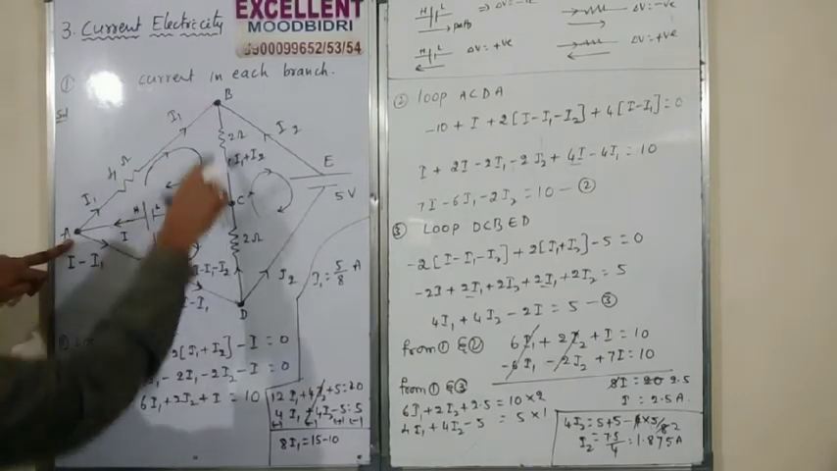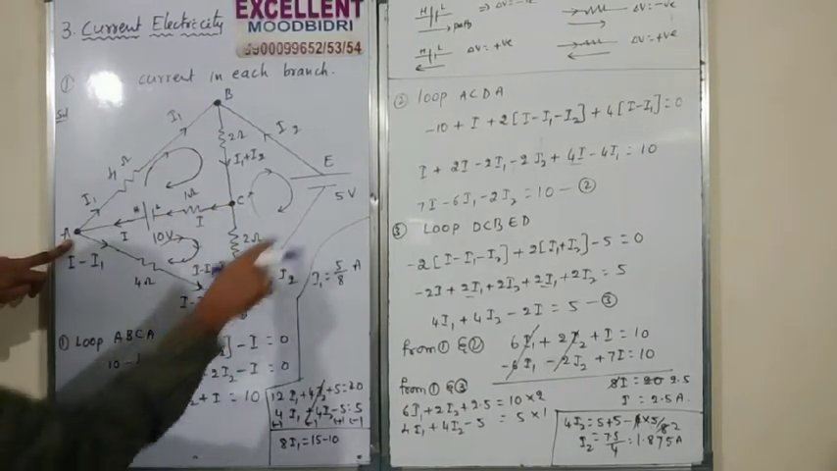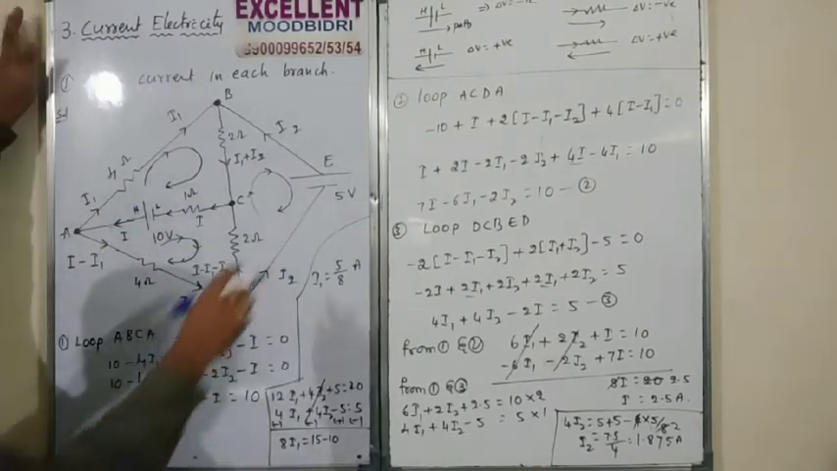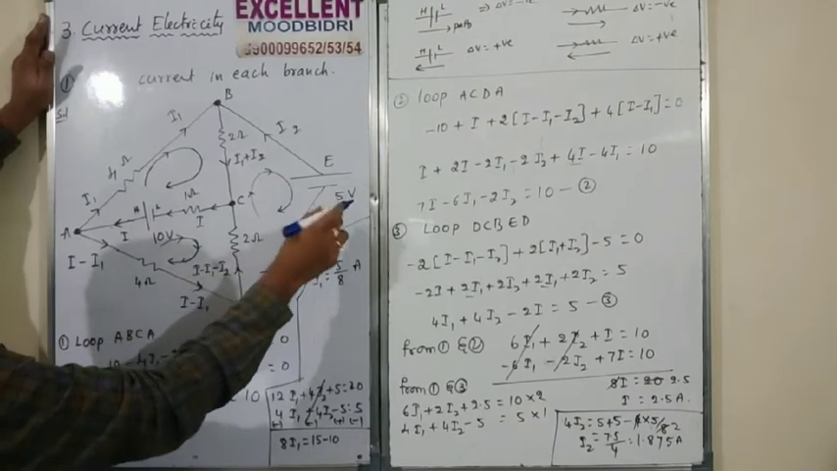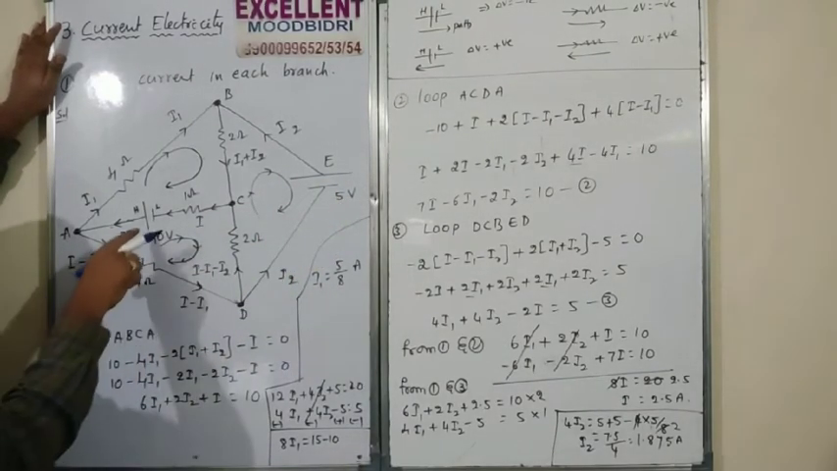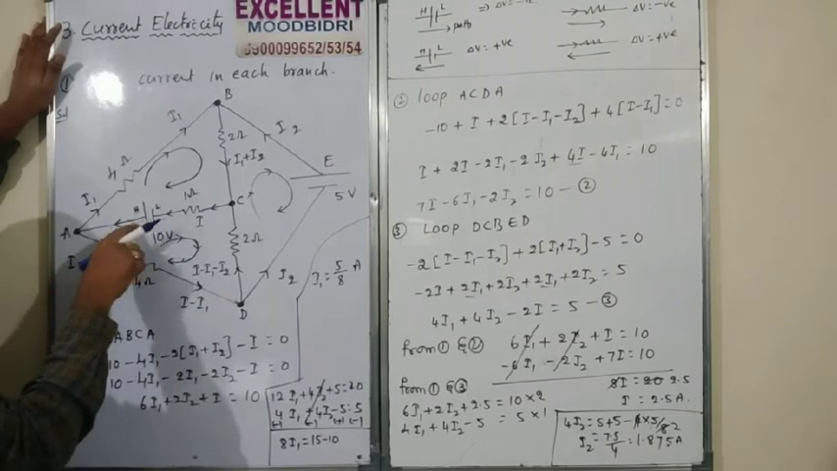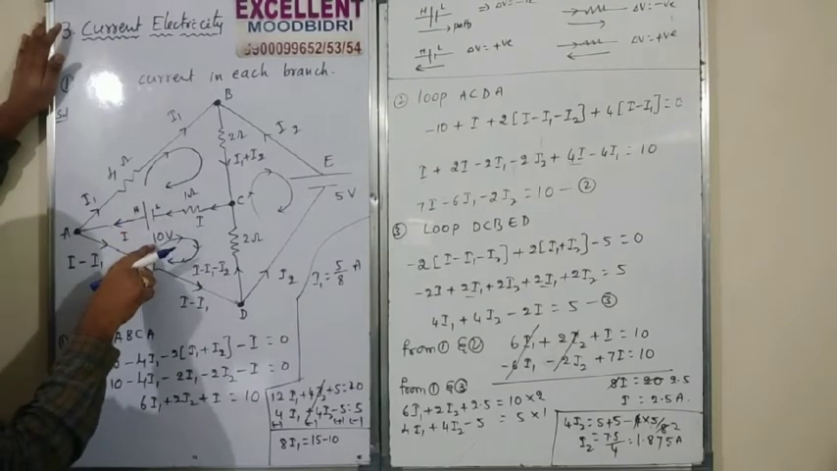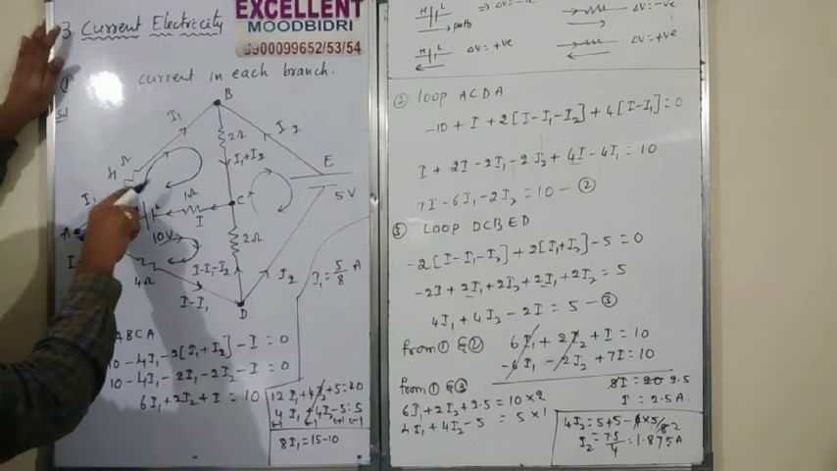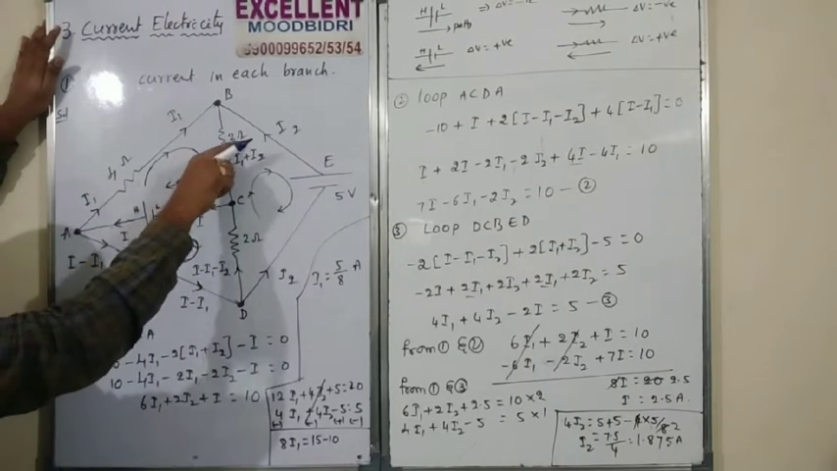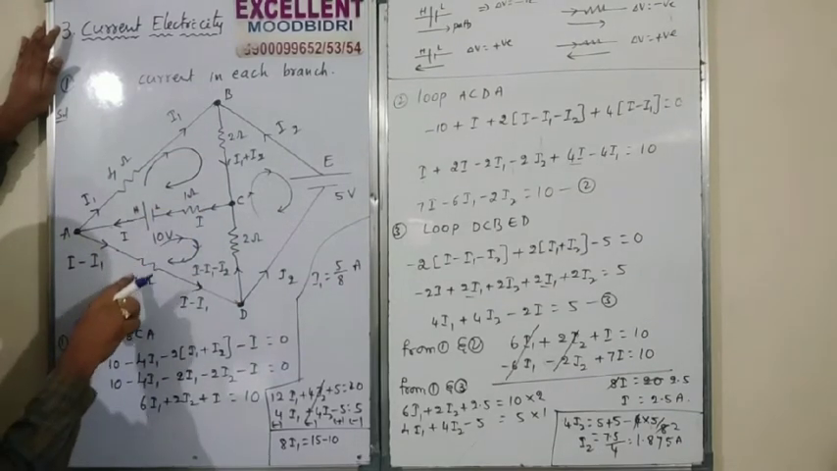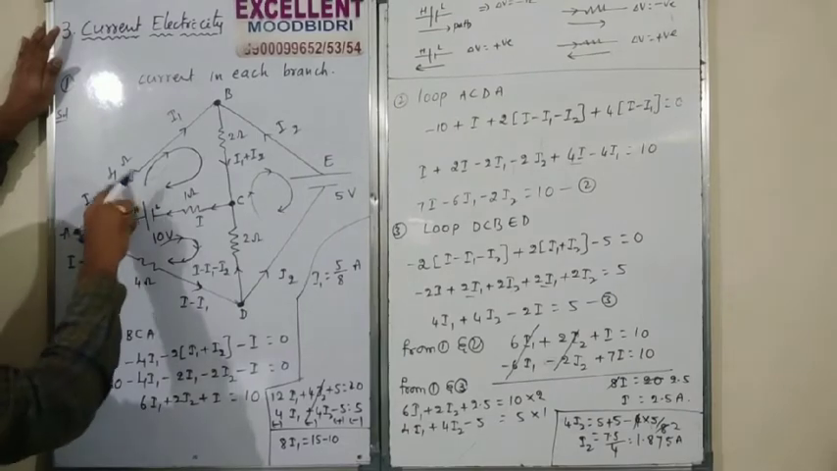A, B, C, D and E. At E, one cell will be there, whose EMF is equal to 5 volt. Here one cell will be there, whose EMF is equal to 10 volt. Here resistance 4 ohms, here 2 ohms, here 2 ohms, here 1 ohm, here 4 ohms.